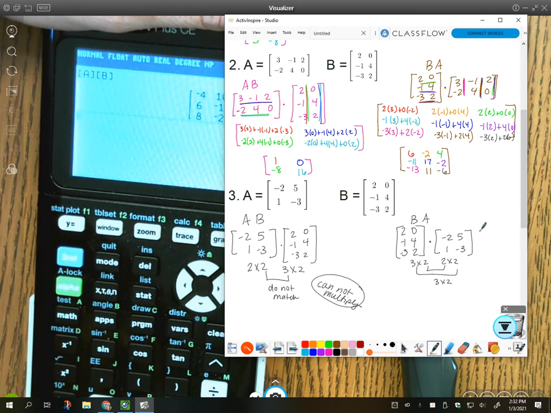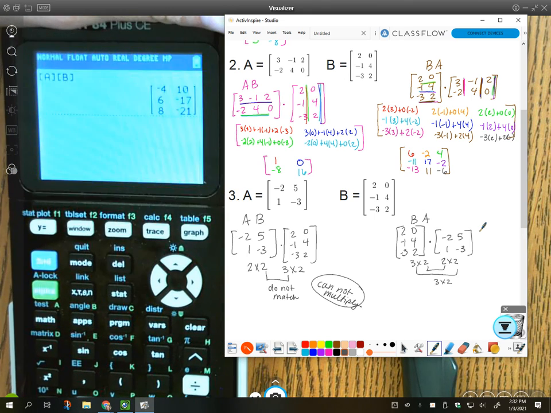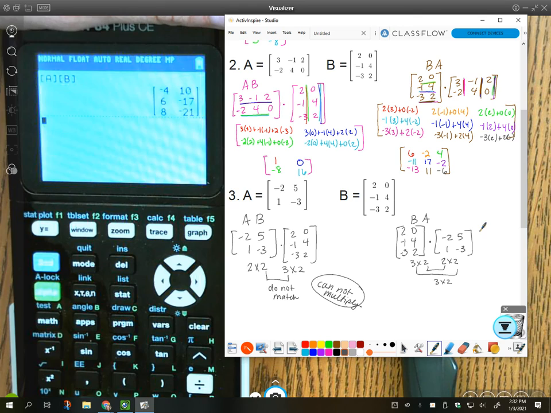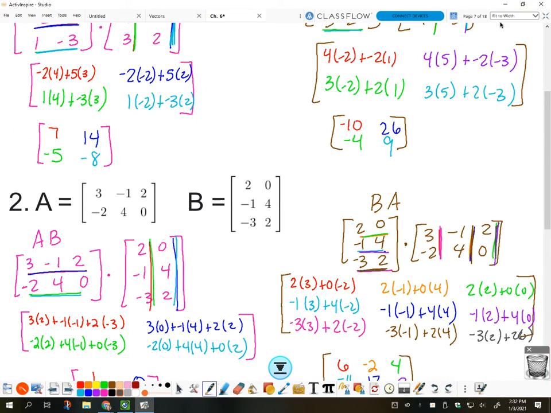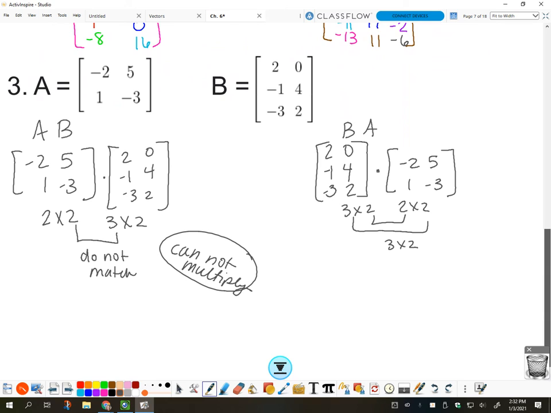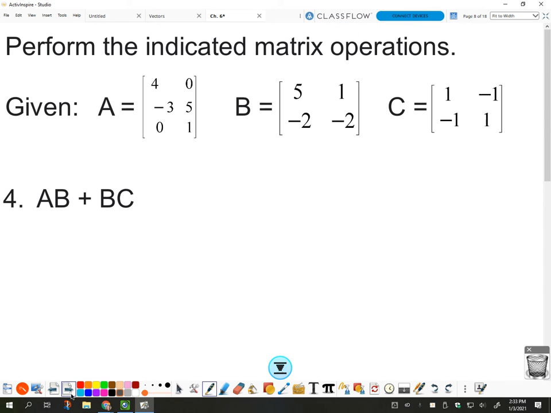And it will give us an answer of -4, 10, 6, -17, 8, and -21. So, if you have the calculator, you do not have to multiply by hand on probably 2/3 of your problems. I just want you to do a few of them by hand. For problems like this, I absolutely want you to do this with your calculator.